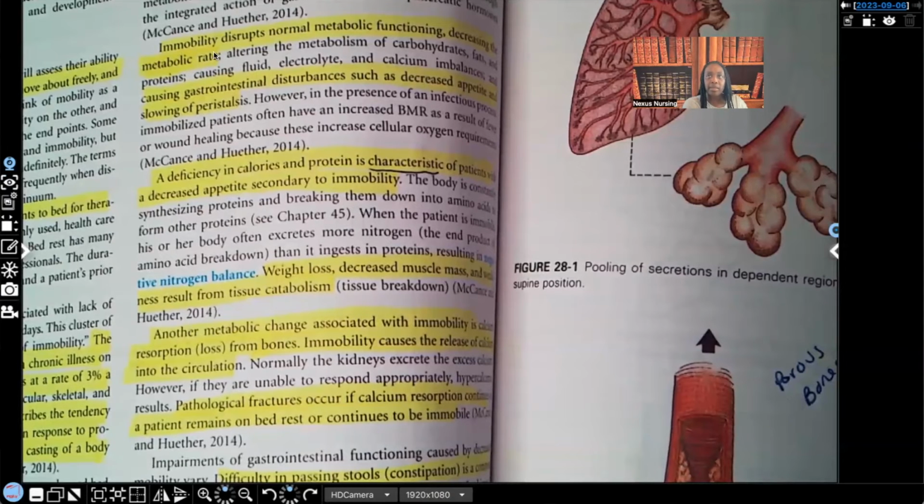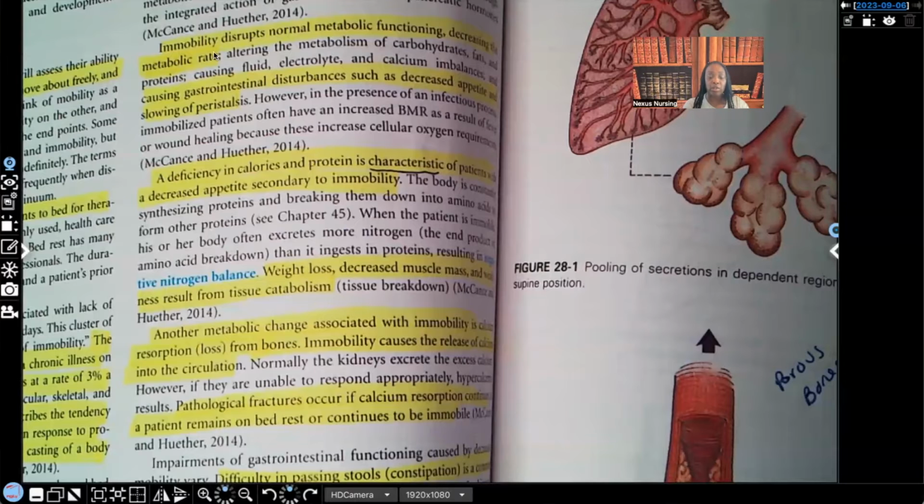Calcium, guys, is supposed to be in the bones to make the bones nice and strong. That patient who's not moving will experience calcium resorption. Let me explain this to you. One of the most important things that keeps the calcium in the bones and keeps the bones nice and strong is movement, weight-bearing exercises. When that's not happening, calcium leaves the bones where it's supposed to be, and it goes what? It hangs out in the bloodstream. Now the patient can have other issues. We'll get into that in a second.